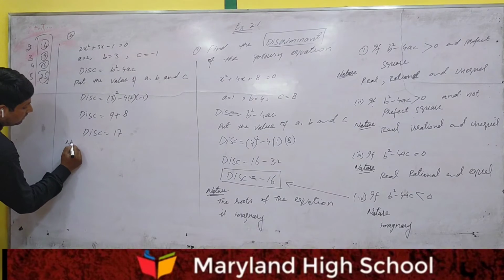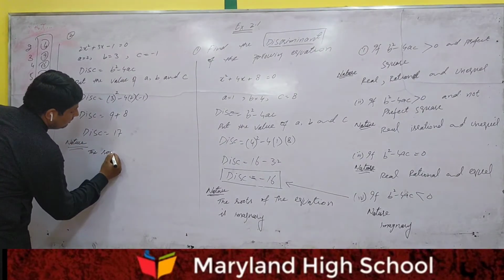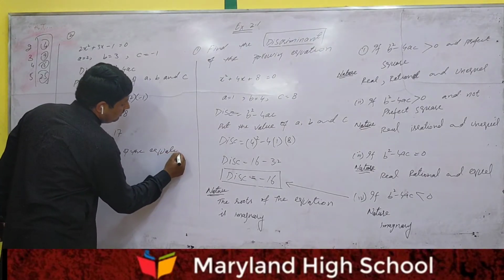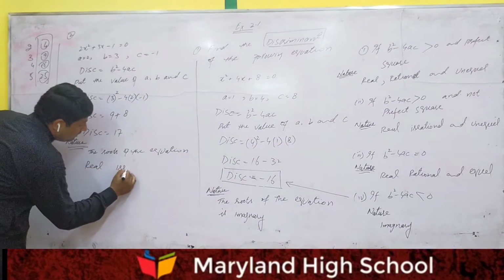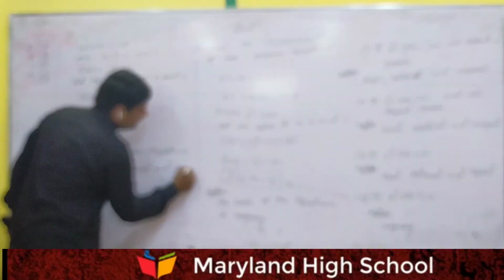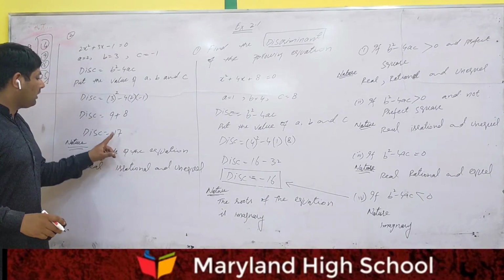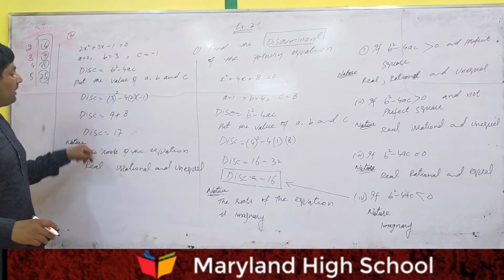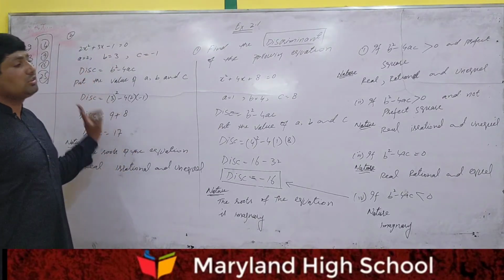The nature of the roots of the equation: the roots of the equation are real, irrational and unequal. Irrational means not a perfect square. Real means real number, not an imaginary number. Unequal means not zero. Equal means this is equal to 0.